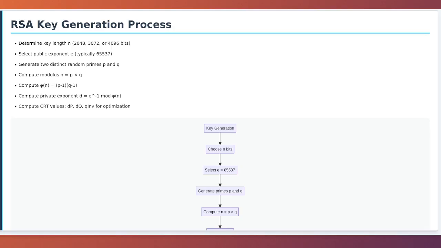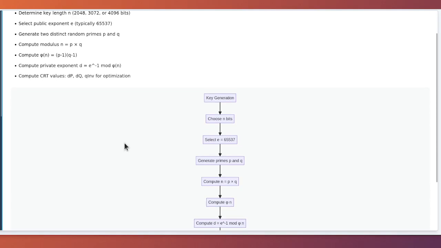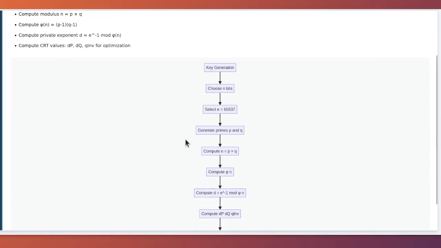Step 3 is generating the prime factors. Generate 2 distinct random prime numbers P and Q, each of approximately half the bit length of n. For a 2048-bit key, both P and Q should be around 1024 bits. The primes must be generated using a cryptographically secure random number generator and must be strong primes, meaning P-1 and Q-1 should have large prime factors to resist certain factorization attacks.